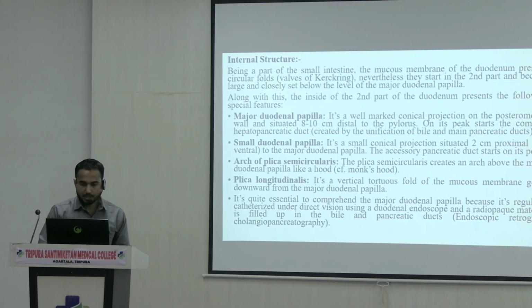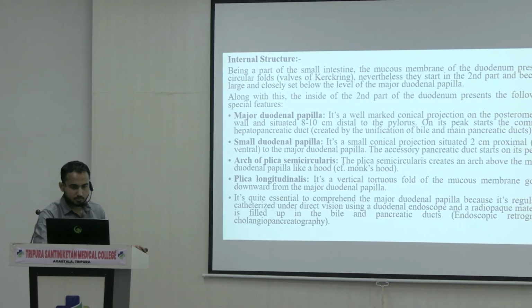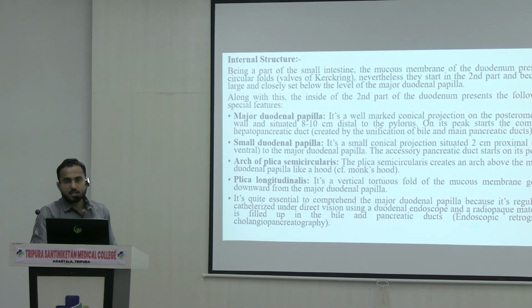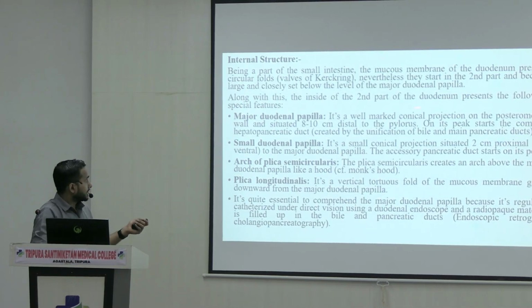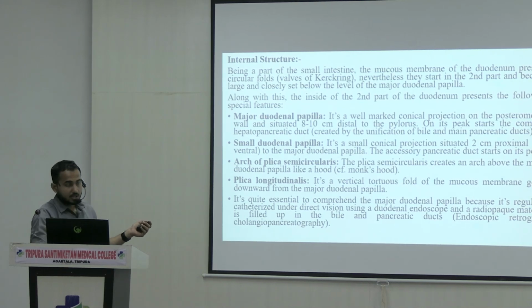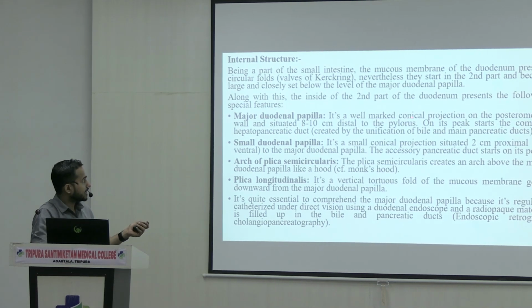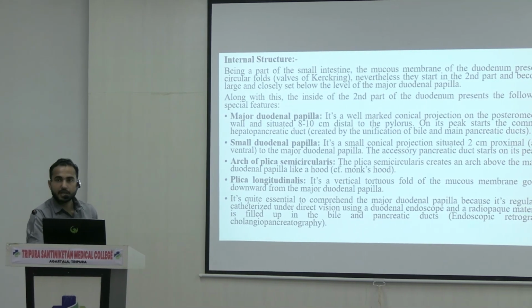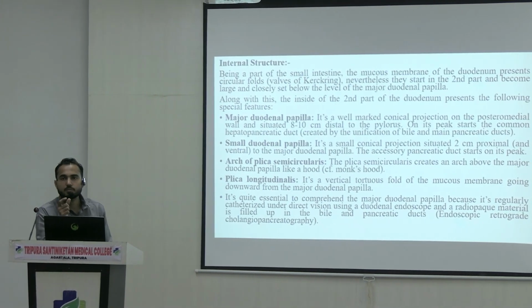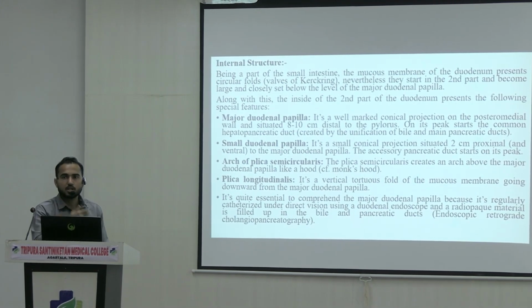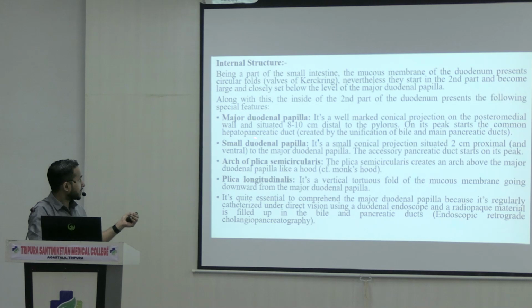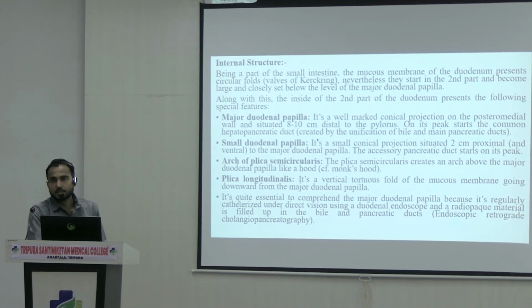Okay, so whatever I have discussed is mentioned over here. The circular folds which are present are called valves of Kerckring or plica circularis. Now in the second part of the duodenum, the major duodenal papilla is there. It is a well-marked conical projection situated on the posteromedial wall, 8 to 10 centimeter distal to the pylorus of the stomach. Okay, that means the location of the major duodenal papilla is 8 to 10 centimeter distal to the pylorus of the stomach. At the peak of the papilla, the hepatopancreatic duct or hepatopancreatic ampulla, or ampulla of Vater, opens into the major duodenal papilla.